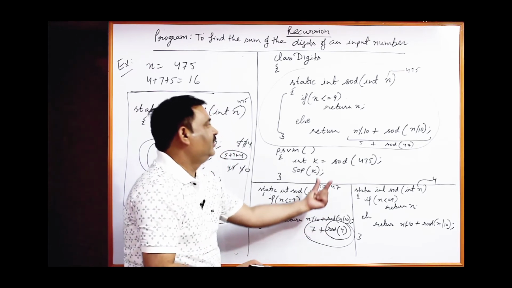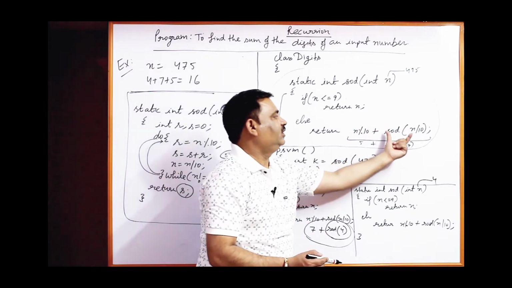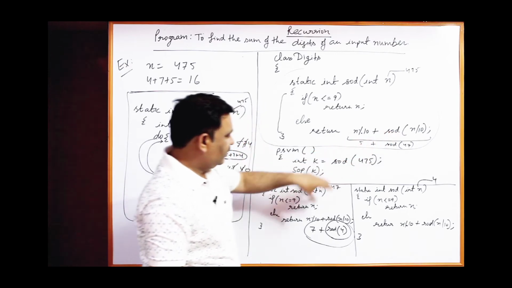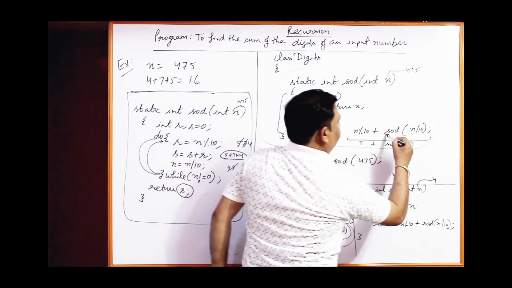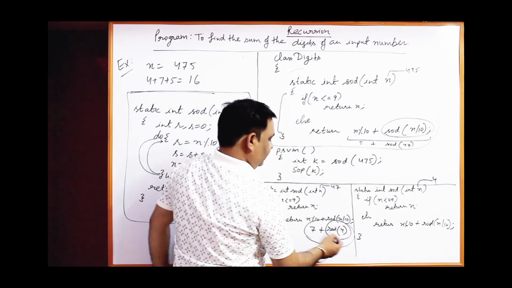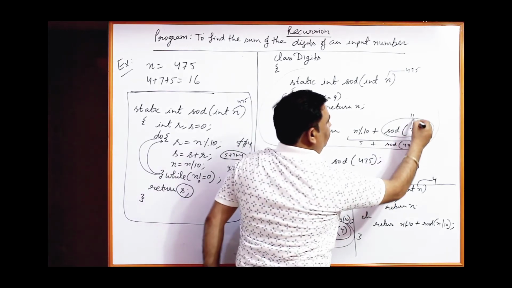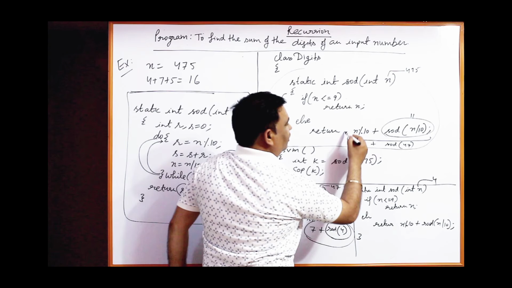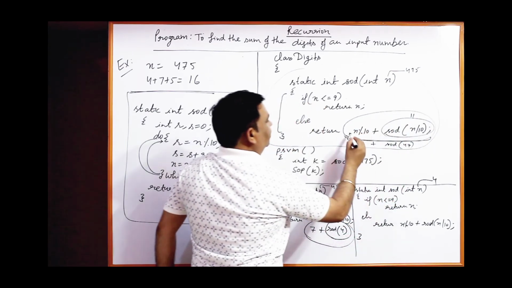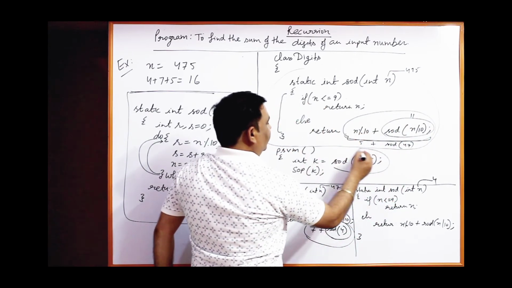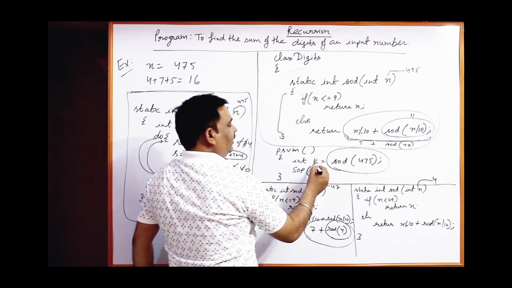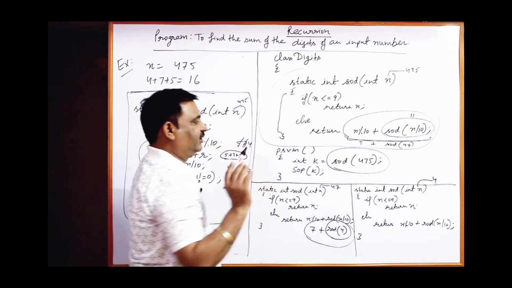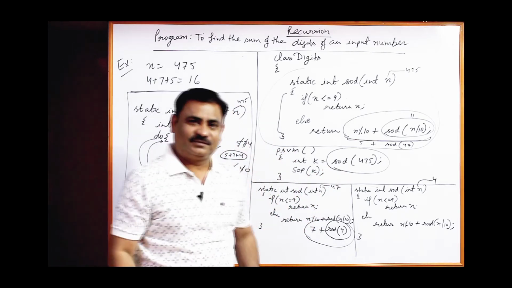11 will be returned to this function call because this function was previously called here. So 7 plus 4, 11 is the final sum of this. The returned value 11 plus 5, now 16, total value will be 16. 16 will be returned to the main function and k will be printed here, the sum of the digits.